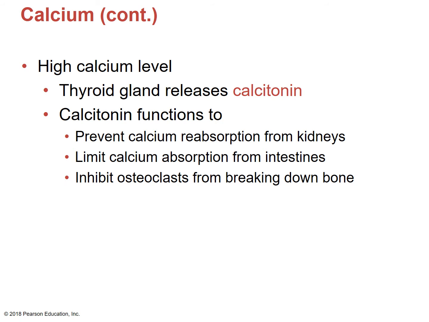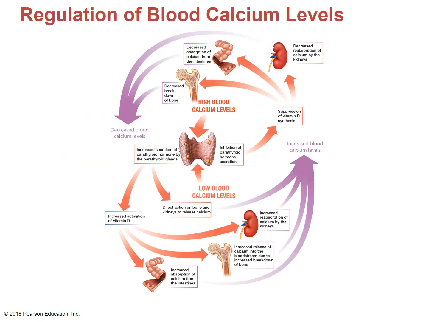When our body has high calcium levels, the thyroid gland releases calcitonin, and this prevents calcium reabsorption from the kidneys. That limits calcium absorption from the intestines and inhibits osteoclast breakdown of the bone. This particular slide shows the regulation of blood calcium in the body.